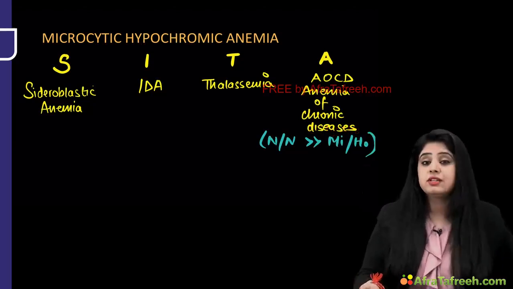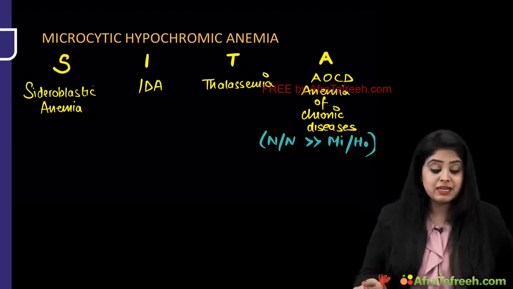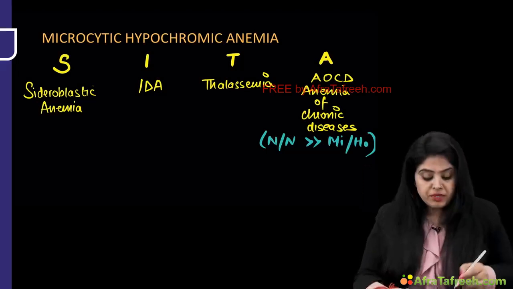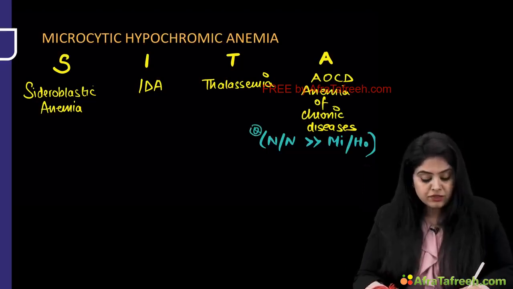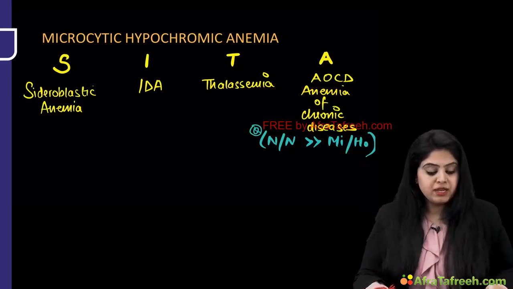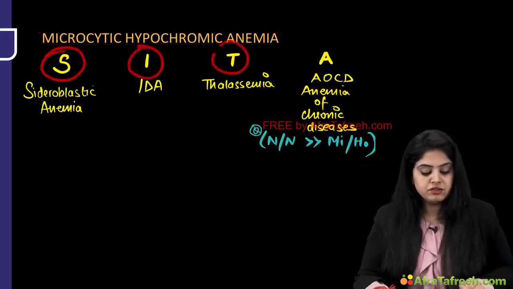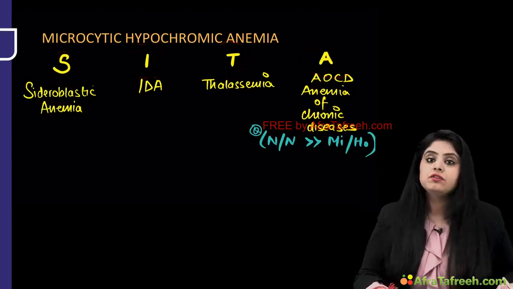Although right now I'm telling you under the SITA mnemonic as micro-hypo, let me tell you, it is more commonly normocytic normochromic, and that is the question that you get. So repeating, microcytic hypochromic anemia is a SITA mnemonic: sideroblastic, iron deficiency, thalassemia, and anemia of chronic disease.